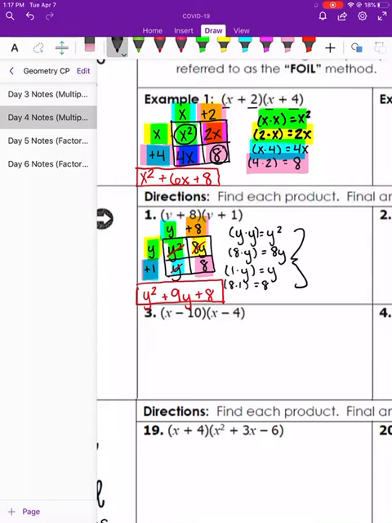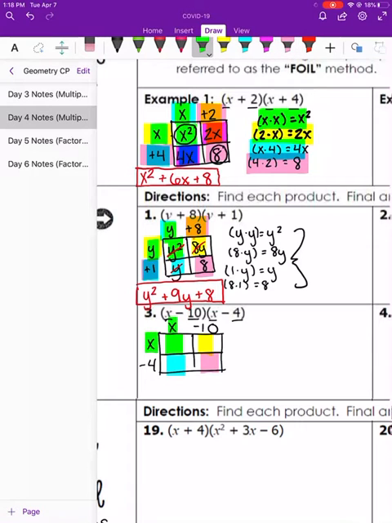Okay. So on to problem 3. Again, 2 binomials being multiplied, so we have 4 terms. So I'm going to make a box with 4. Up top, I'm going to put x minus 10. On the side, I'm going to put x minus 4. Okay. Green box, yellow box, blue box, and a pink box.